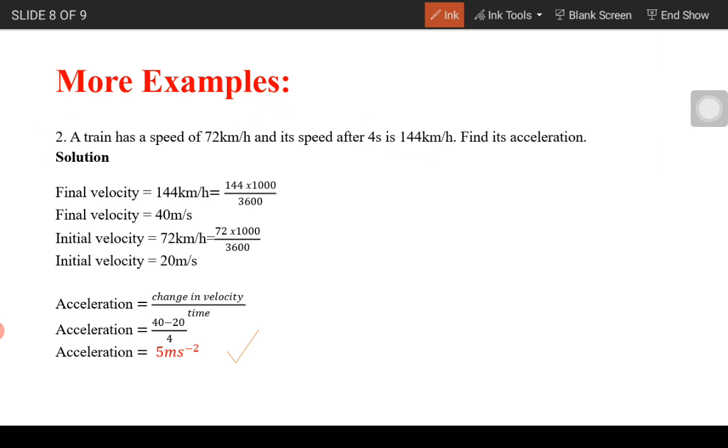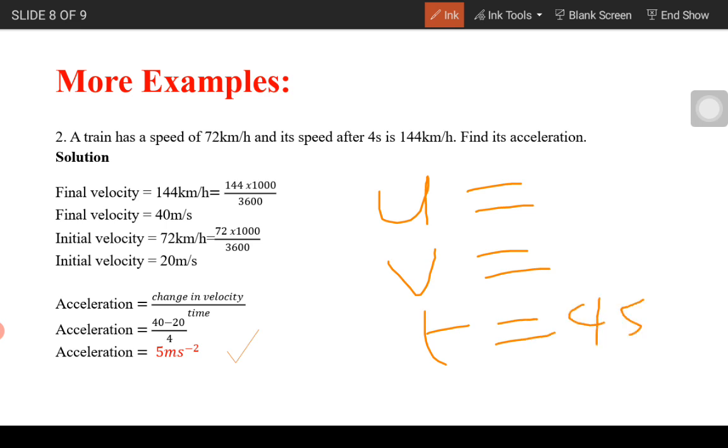First of all, let us put on a table our initial velocity u, our final velocity v, and our time. Time is 4 seconds. What is our initial velocity? That is correct. Our initial velocity is 72 kilometers per hour. What is our final velocity? That is correct. Our final velocity is 144 kilometers per hour.